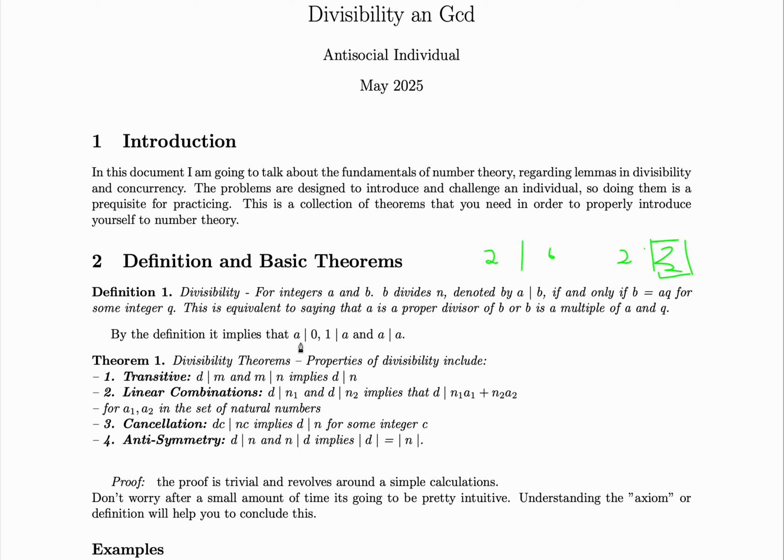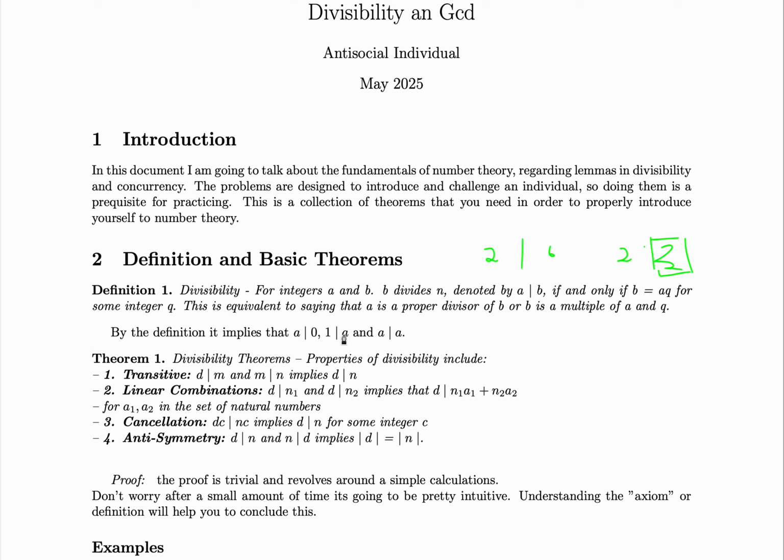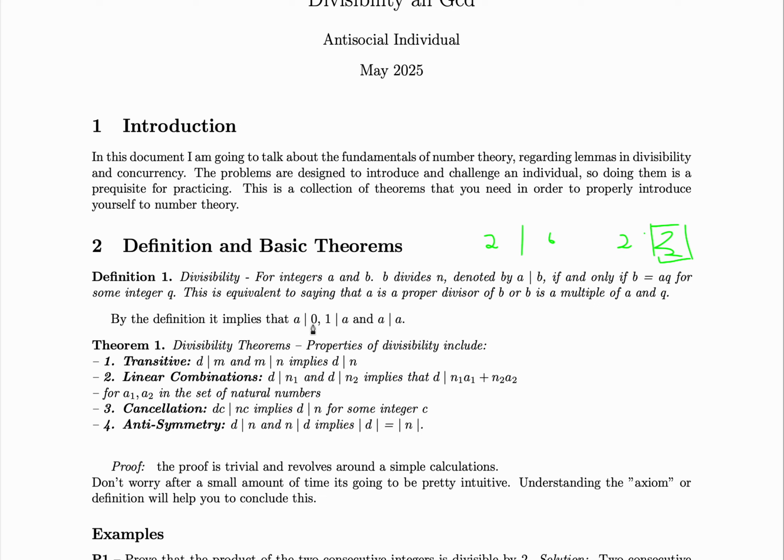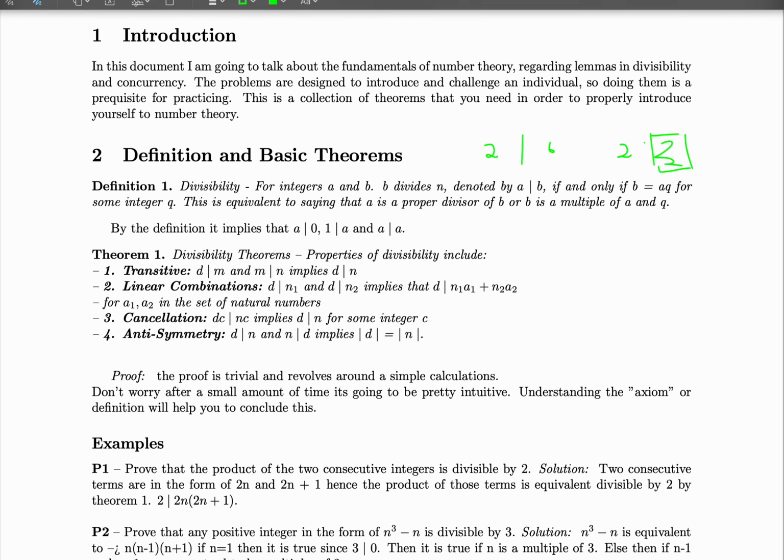So it implies that a is a proper divisor of 0, because no matter what number you divide 0 with, you're gonna get 0 anyway. And 1 is a proper divisor of a, and a divides a in particular. So these axioms are actually really useful when you try to apply some stuff and come up with a lemma. Okay, now let's go through some theorems.